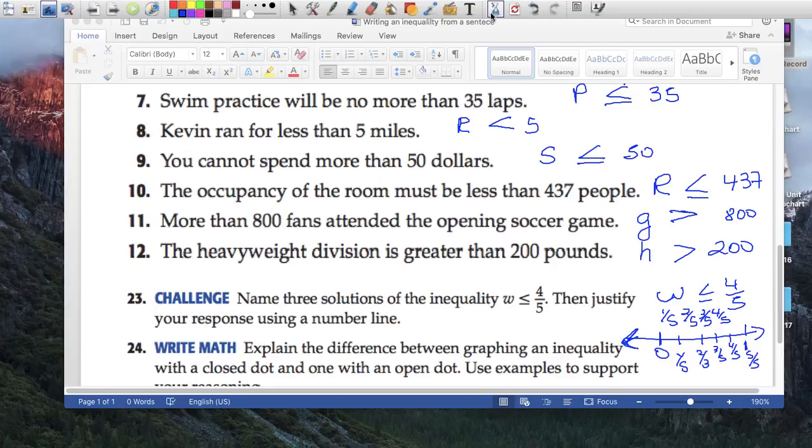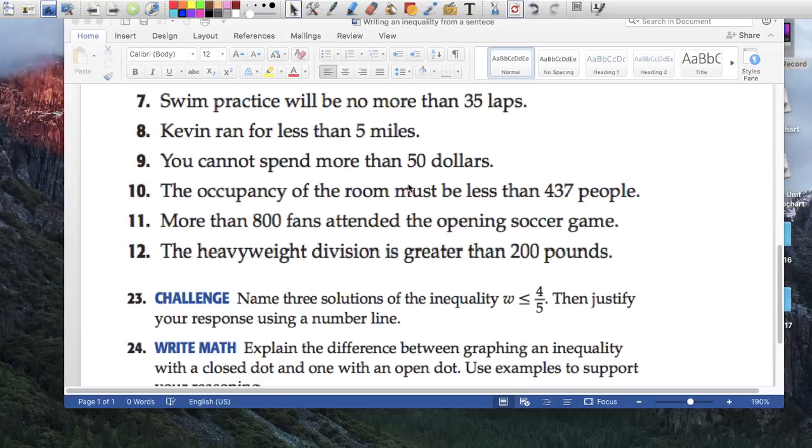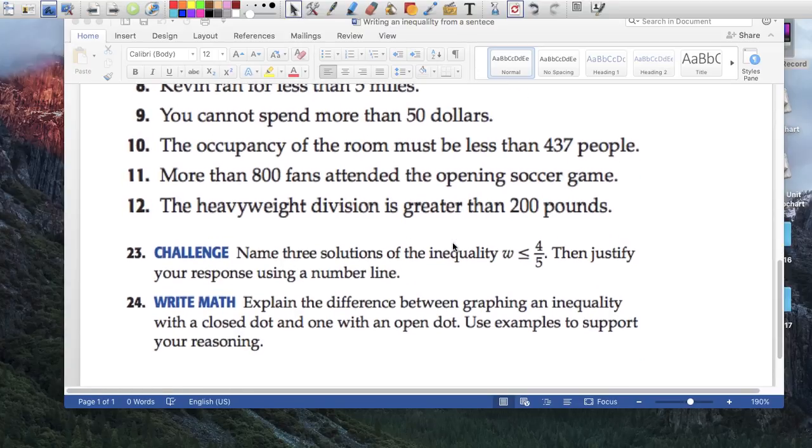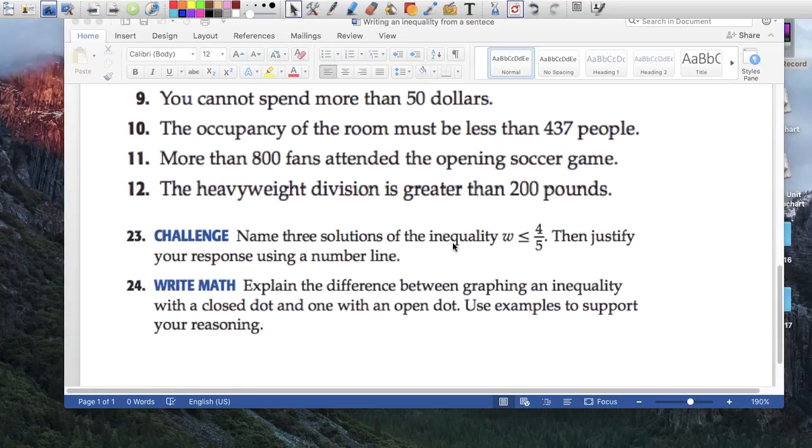Explain the difference between graphing inequality with a closed dot and one with an open dot. Use examples to support. So let's pick an easy one.